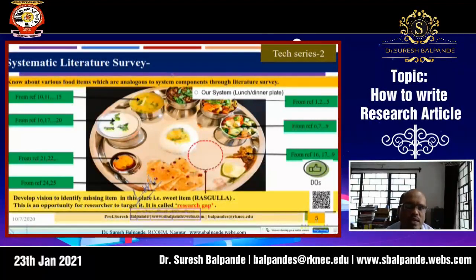Okay, so that is all about the literature survey, how to do the literature survey. Now you can see here, if you do a systematic literature survey, then you will get a clear picture. Like from reference number 1 to 3, you will get the idea about the curry, the idea about salad, some rice and chapati and so on. So if I show you this picture, it is clear that we are talking about a lunch plate or a dinner plate. The picture is clear.